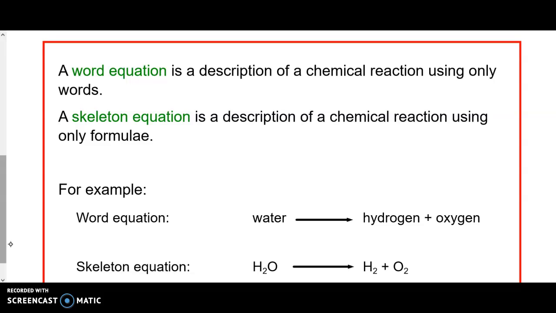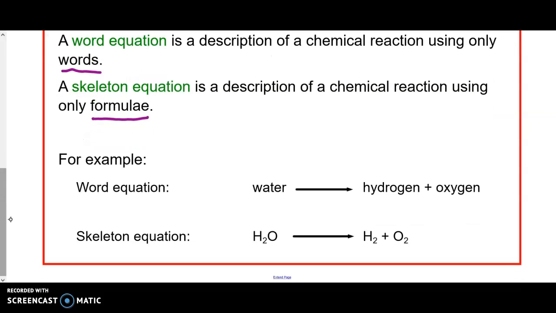A word equation is a description of a chemical reaction that uses only words. That means we're using the names of the compounds in this chemical reaction. And a skeleton equation is a description of a chemical reaction using only the formulas. So that's where we just write the formulas in this chemical reaction.